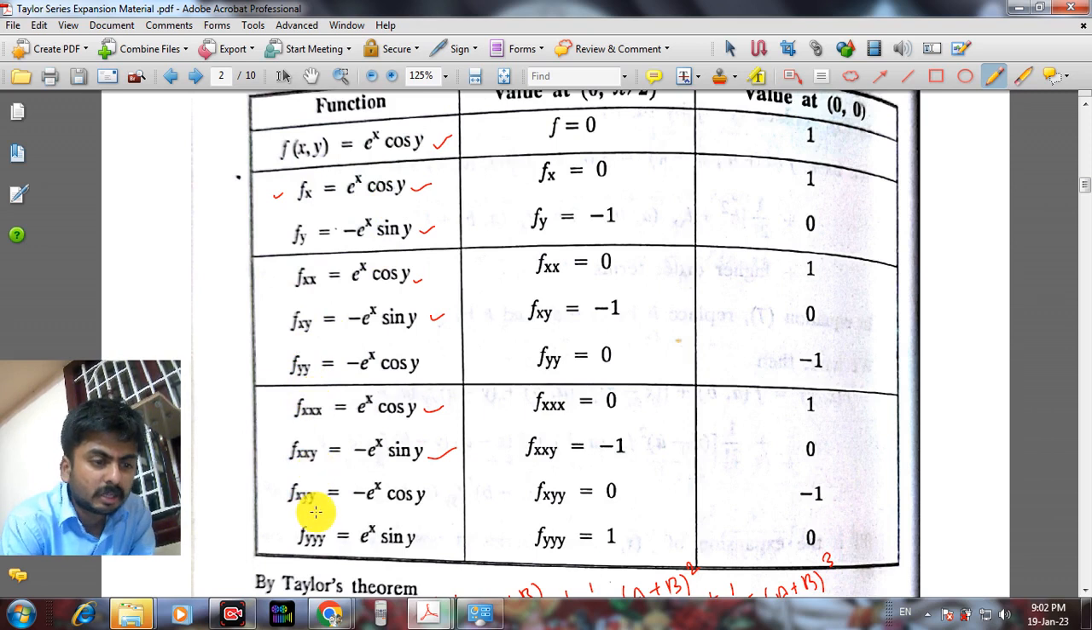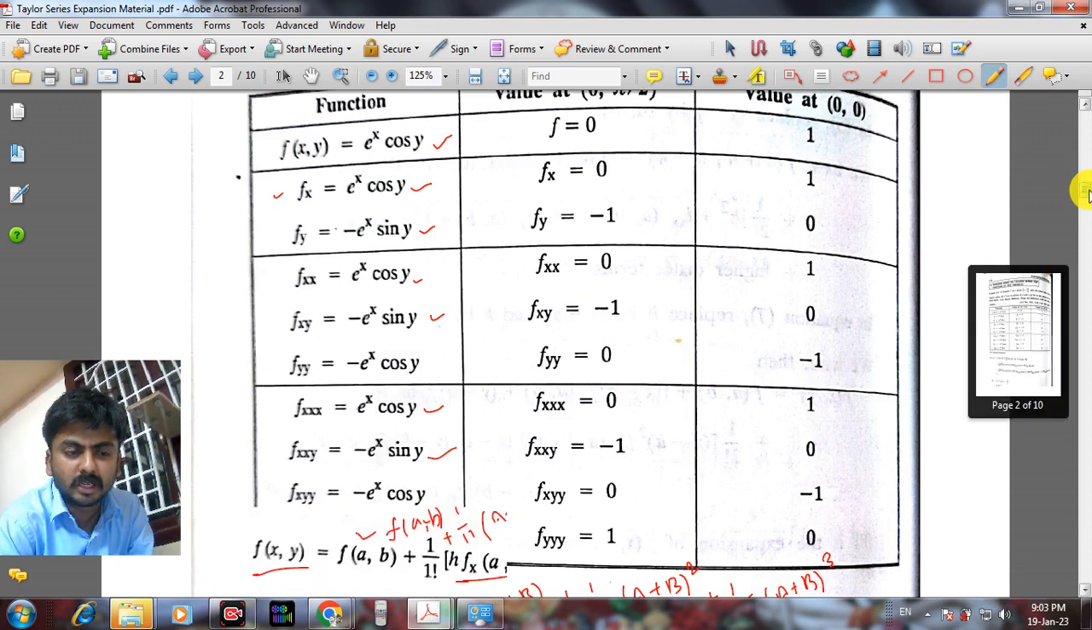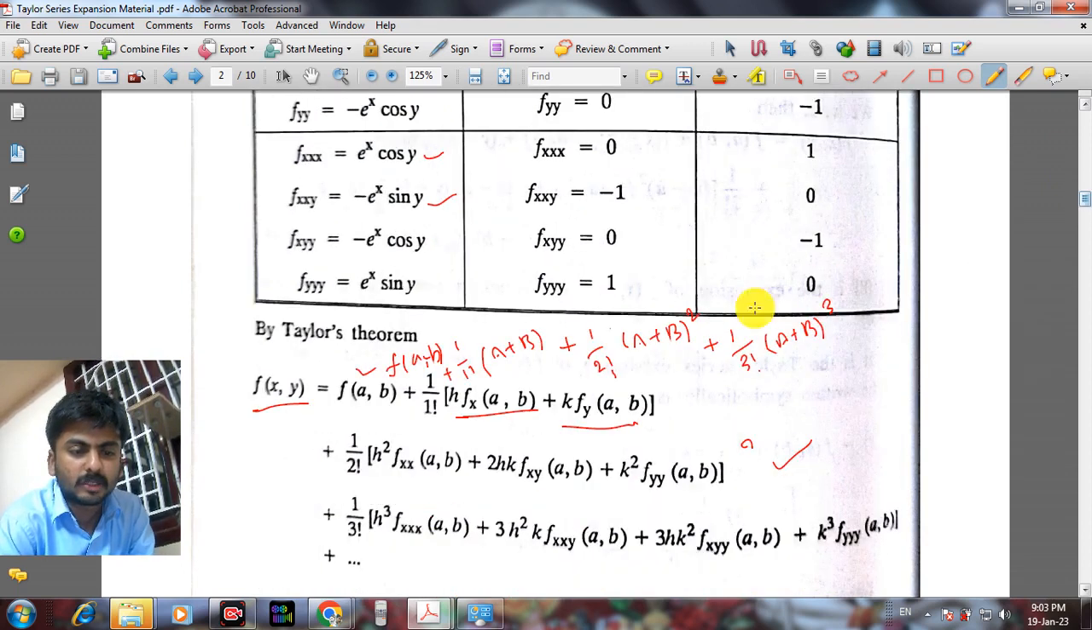fyx. Since we are right, we don't want fyx. Instead of that, we have to check with the formula. We want fx, fy. We have found fxx, fxy. We have found fy. Now we want to find f triple x.